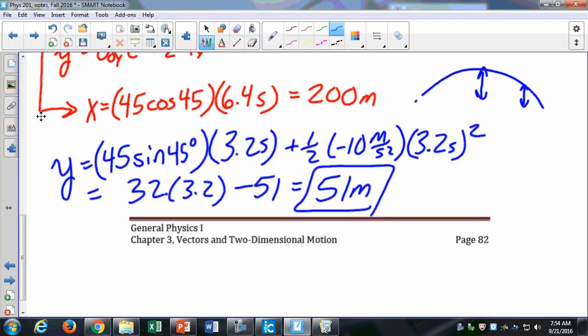Be careful, a lot of people will miss points because they use a positive 10 for their acceleration. But whenever we're dealing with the acceleration due to gravity, it's always going to be a positive value, until we get to next chapter and we're dealing with weight. But for now, it's always going to be positive. Okay? So that's our y position.